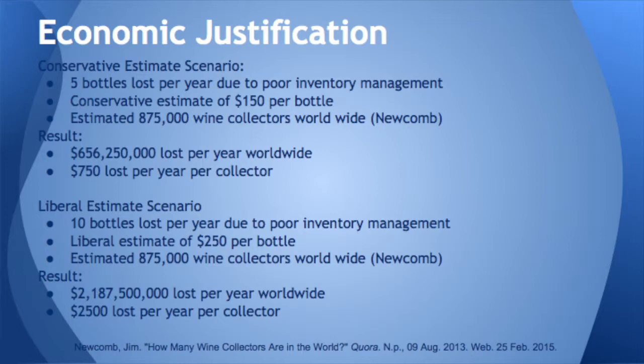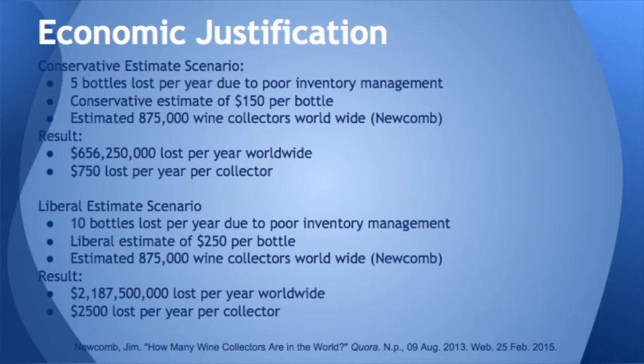Here you can see in a conservative example, if every collector worldwide only lost 5 bottles per year due to poor inventory management, and the average cost of bottles in those collections was $150, each collector would lose $750 per year, meaning over $650 million lost per year worldwide. In a more liberal example, if every collector worldwide only lost 10 bottles per year due to poor inventory management, and the average cost of bottles in those collections was $250, each collector would lose $2,500 per year, meaning over $2 billion lost per year worldwide.